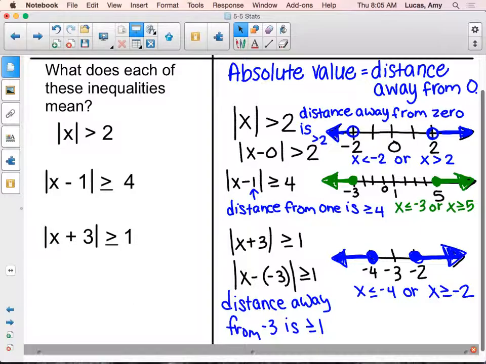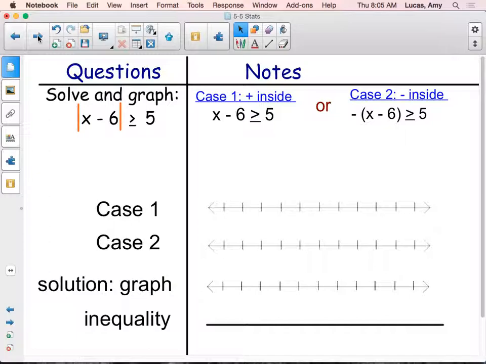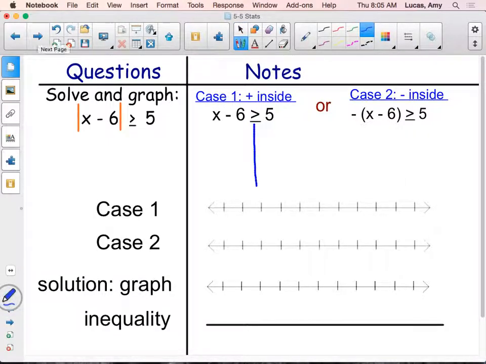When the problems get more difficult, you do want to have a second method to use, and so I'm going to show you that second method, where we keep case 1 positive and we solve. So I'm going to solve the first one in blue. So I add 6 on both sides, and I get x is greater than or equal to 11.